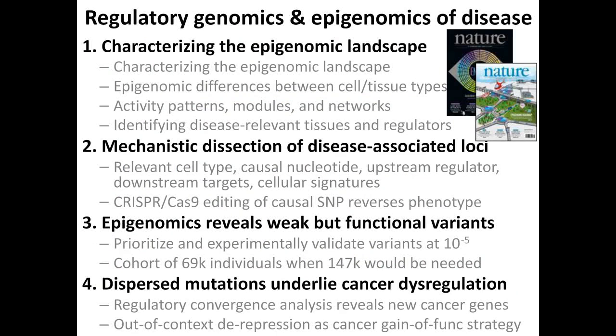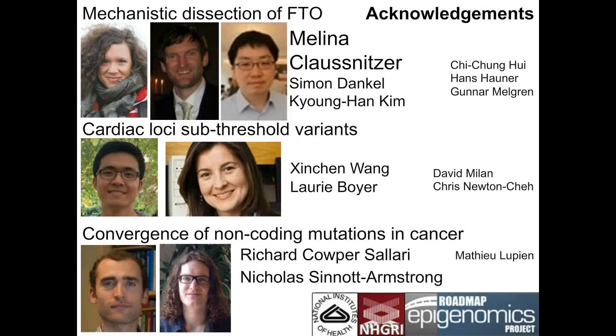So to summarize, we basically looked at a systematic characterization of the epigenomic landscape that we can then utilize to mechanistically dissect disease-associated loci using these public data sets generated by the Roadmap Epigenomics Project and the ENCODE Project, and systematic experimentation in relevant cell types. We also saw briefly how we can, in fact, utilize these epigenomics to understand weakly associated regions that are functional, even though they do not meet genome-wide significance threshold, and to understand somatic alterations that are associated with cancer.